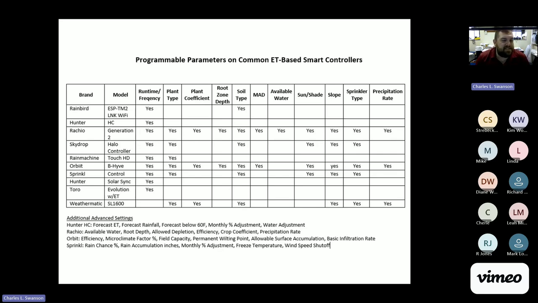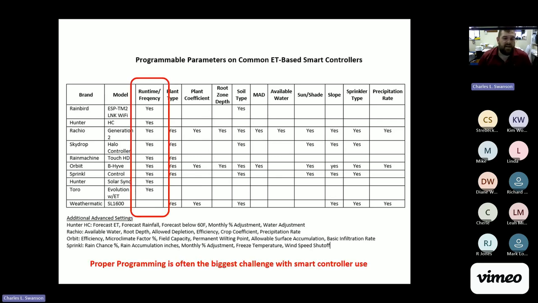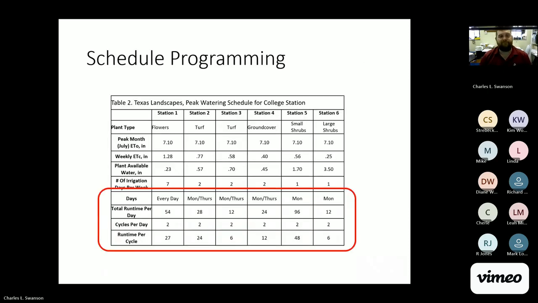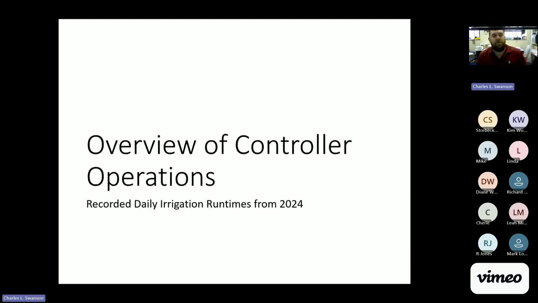And so initial setup is very important to consider, making sure the controller is properly programmed. Some make that much easier than others. And so you can see here, how many controllers did we have to enter in a runtime for, or did we not have to enter a runtime for? So we calculated a base schedule based on the best science we have available and implemented that as practical as we could based on the setup of those different controllers. So all of these controllers were set up as similar as possible that we could.